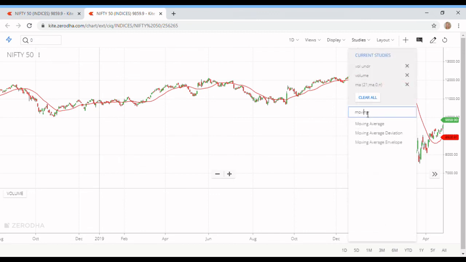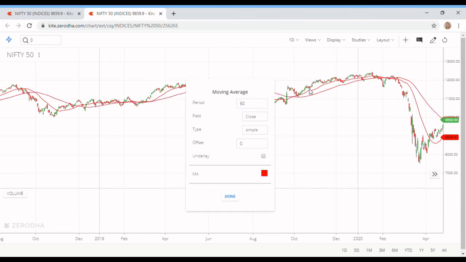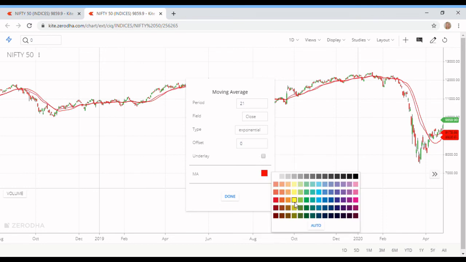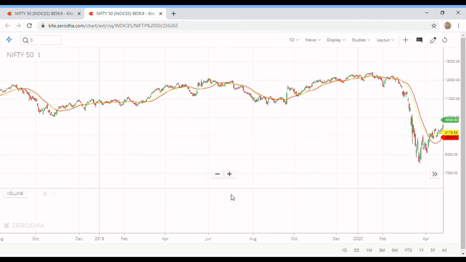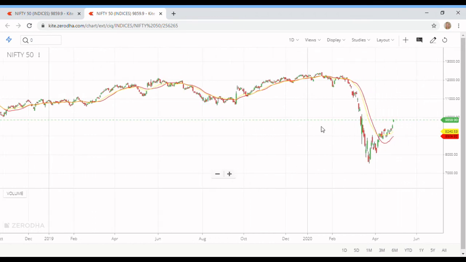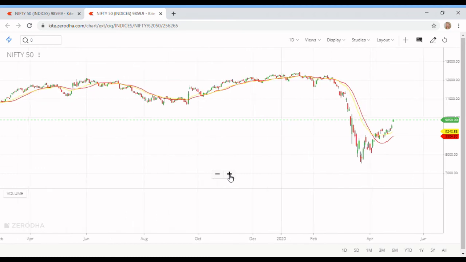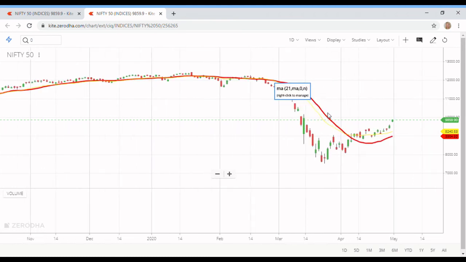So this is for the simple moving average, and again you can create one more for the short-term period with the exponential moving average. Let me give a different color for this. Again you can see the price moving, but you can see the difference here, because the SMA is calculated based on the last 50 candles' closing prices, and the EMA is calculated based on the recent prices.